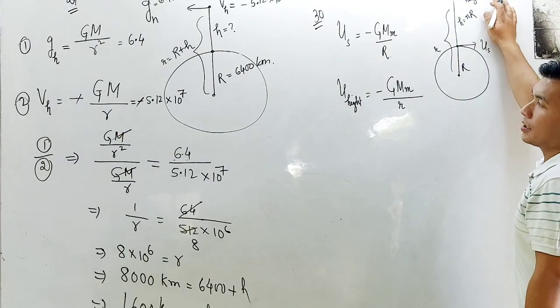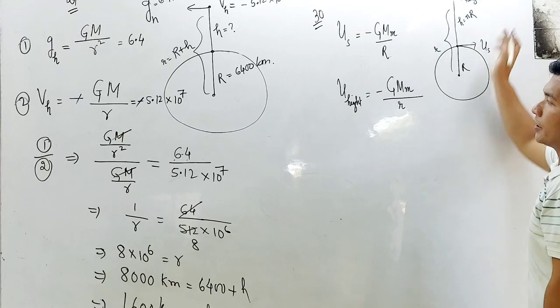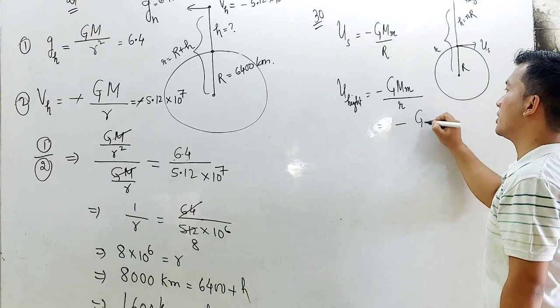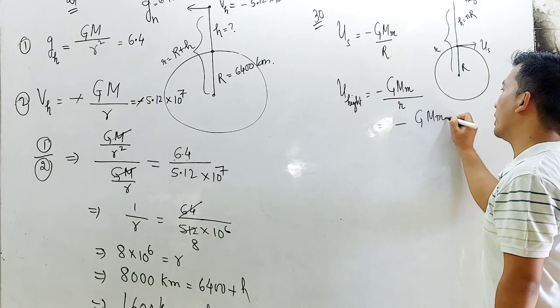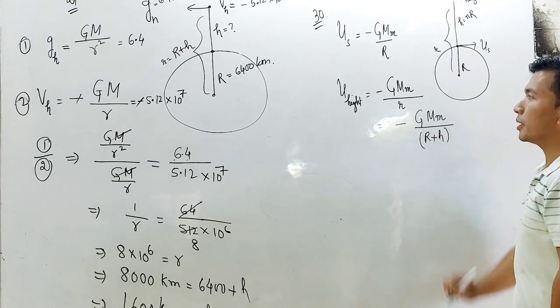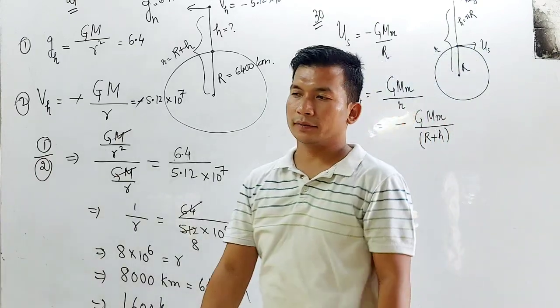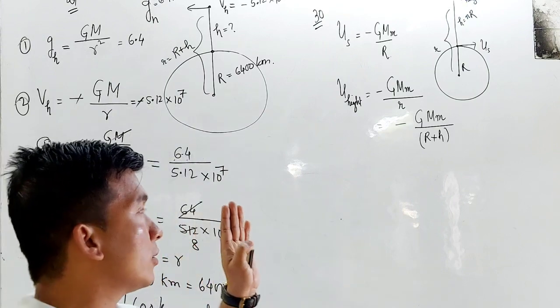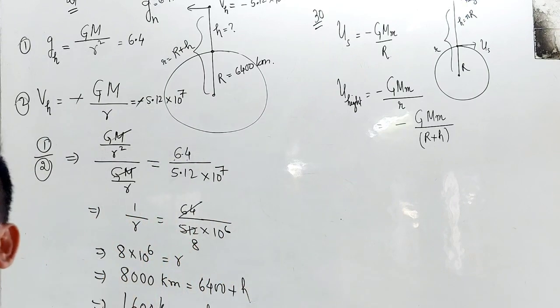Above this height, it will be minus capital G capital M small m divided by R plus H. Now, between the potential energy at the surface and the potential energy at this height, which one will be greater?